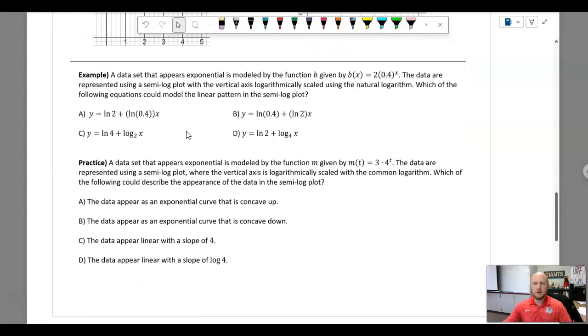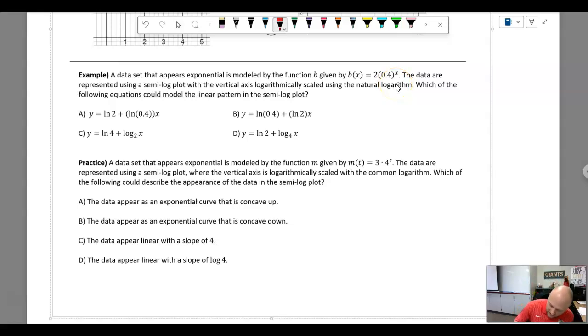Okay, now let's go ahead and talk about linearizing an exponential function that is given symbolically or algebraically. A data set that appears exponential is modeled by this function b of x equals 2 times 0.4 to the power of x. The data is represented using a semi-log plot with a vertical axis logarithmically scaled using a natural logarithm. Which of the following equations could model the linear pattern in a semi-log plot? Well, earlier we talked about the slope of a straight line will be the log of the base. So really that's kind of like your giveaway.